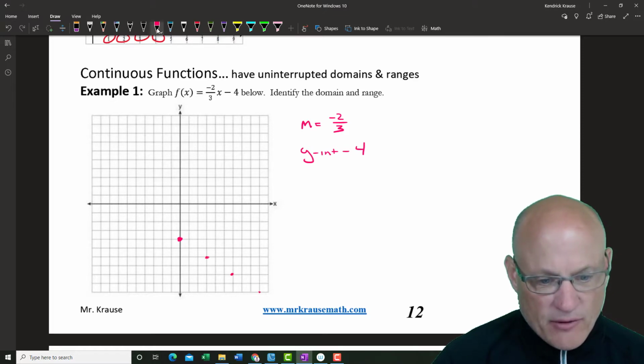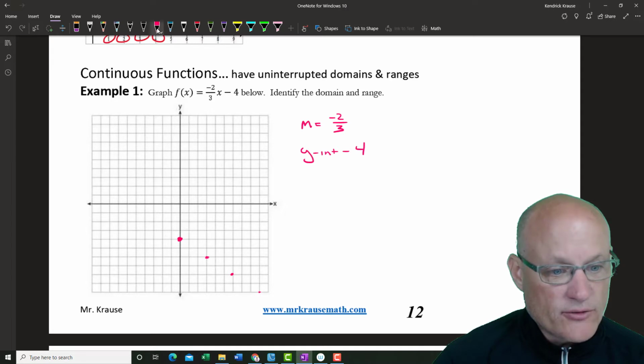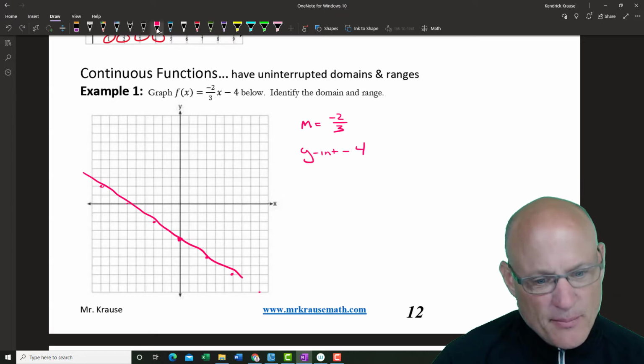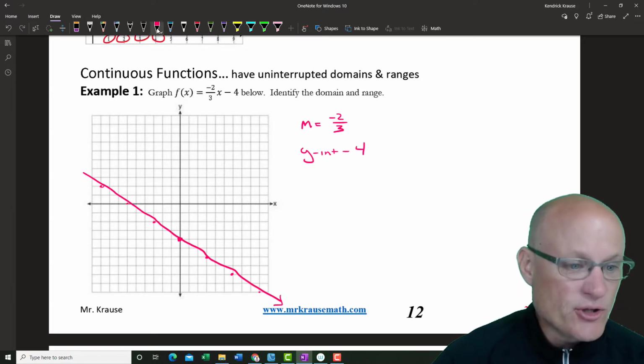Now, something that's really funny is trying to watch me draw a straight line using this. If I had a touch screen, this version of OneNote actually has a ruler in it. But I don't have a touch screen, so that's the best I can do. You should use a straight edge.